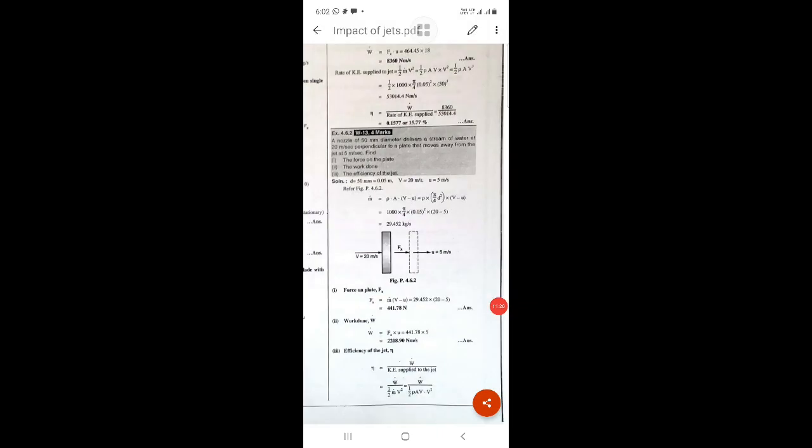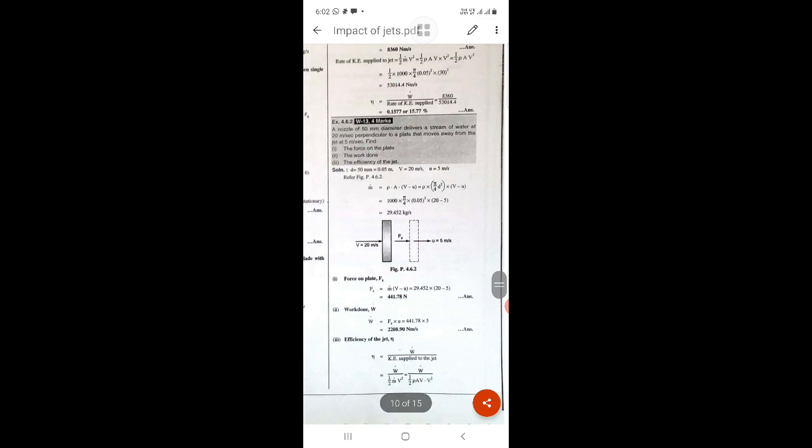And when the force is calculated, the work done is very simple. Work done is equal to force into displacement, that is F into U. So with the help of that, force into U. So F, 441.78 into 5. So 2208.90 Newton meter per second.